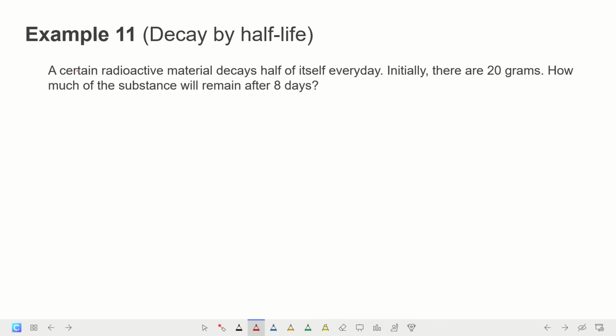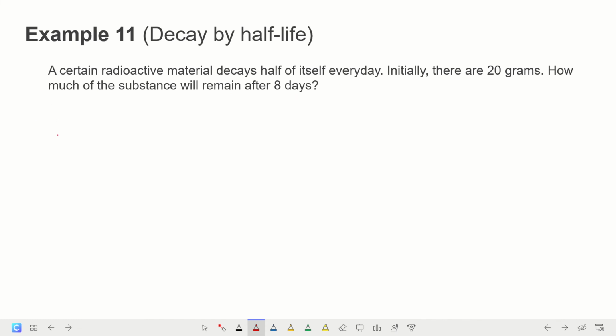So, example number 11. A certain radioactive material decays half of itself every day. Initially, there are 20 grams. How much of the substance will remain after 8 days?